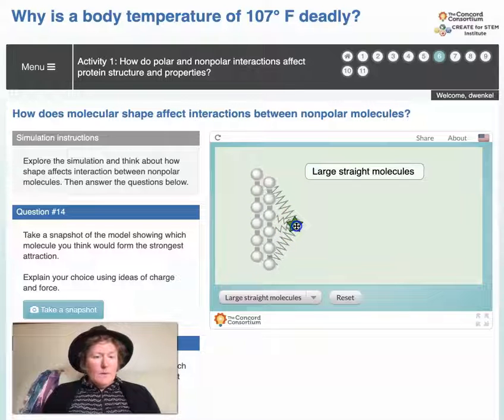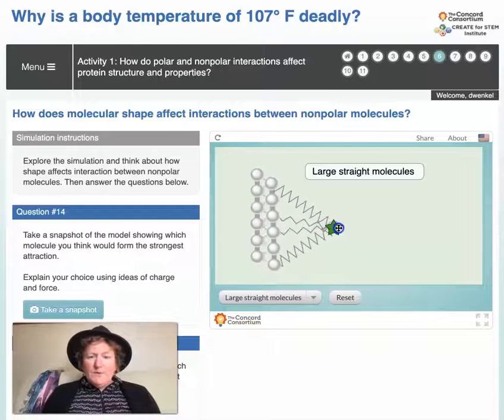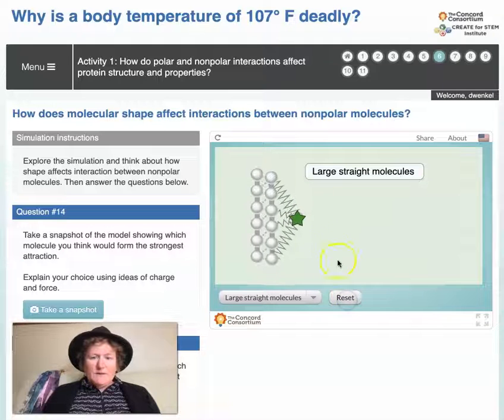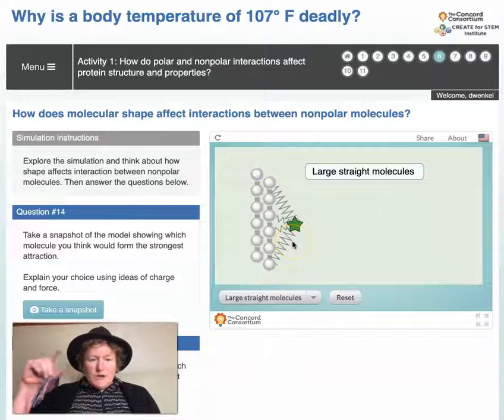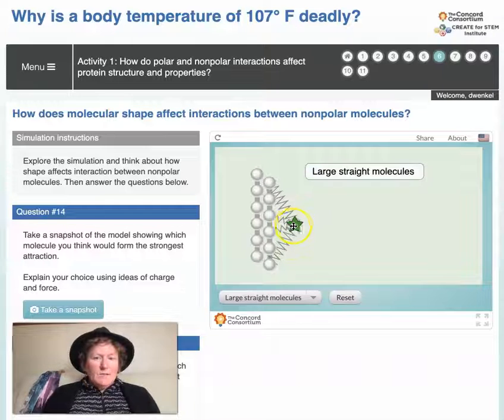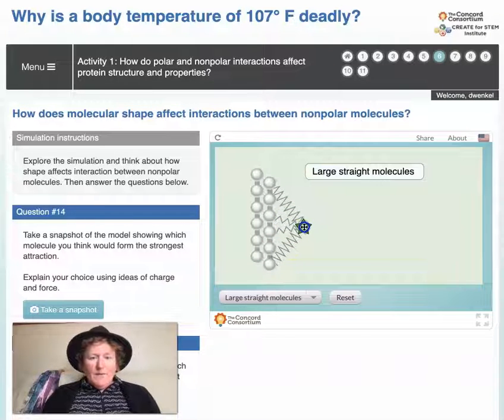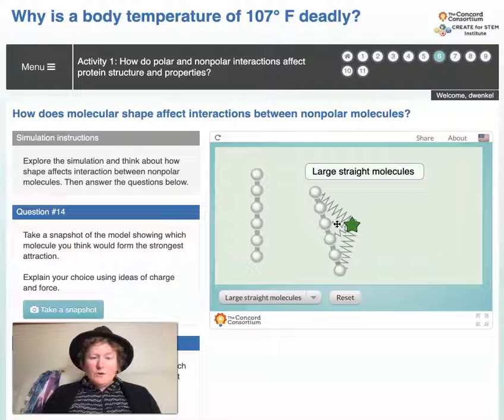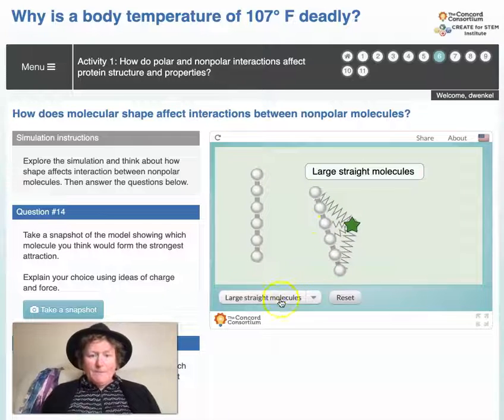These are still nonpolar, and we have to pull the spring out a little bit more to get them apart. Let's reset that and do that again. So pay attention, these Z shapes here are representing a spring that we have to pull out before they separate, and we can see we're pulling the spring quite a ways out before these large straight molecules get separated.